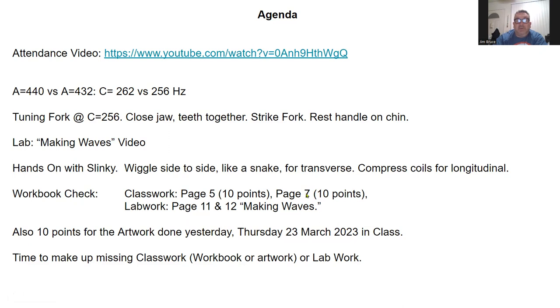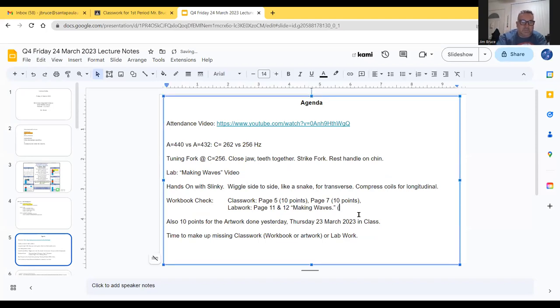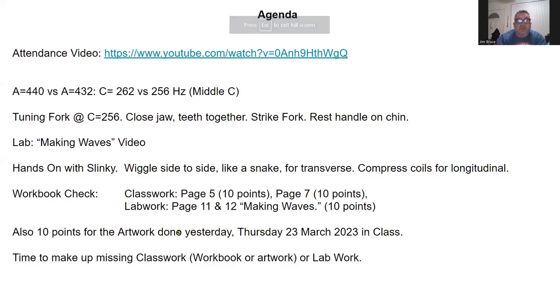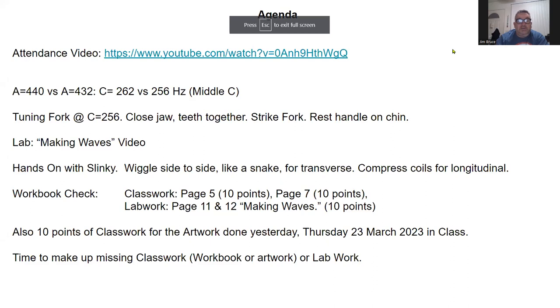So, classwork on pages 5 and 7, and then the lab work from today. So it'll be 10 points there, 10 points there, and then the lab is also 10 points. I will make that evident. 10 points. And this is also referred to as middle C. Back to the slideshow. Also, the art that we did yesterday is going to be 10 points of classwork. I should make a note of that. Also, 10 points of classwork. Then you'll also have some time today to make up missing work, either the workbook, the artwork, or the lab work, which is also in the workbook.